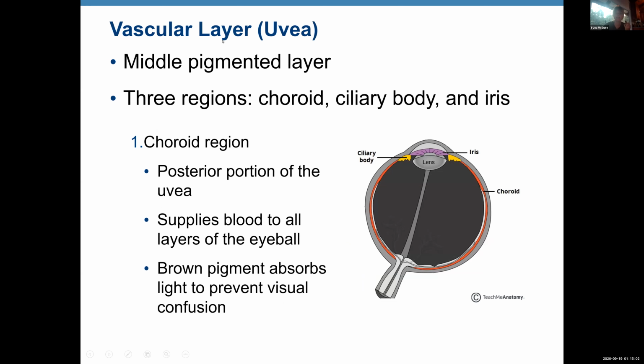The middle vascular layer, the uvea, has 3 regions, shown on this diagram in 3 different colors: red, yellow, and purple. So it's the choroid, ciliary body, and iris. The choroid region, the posterior portion of the uvea, supplies blood to all layers of the eyeball. No wonder we call it the vascular layer. And it has brown pigment that absorbs light to prevent visual confusion.